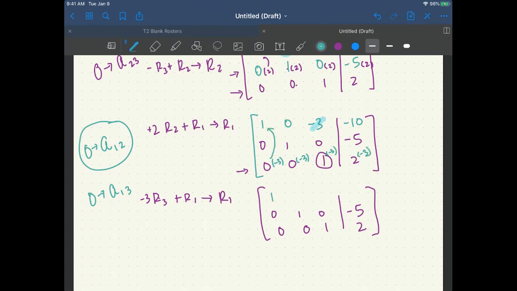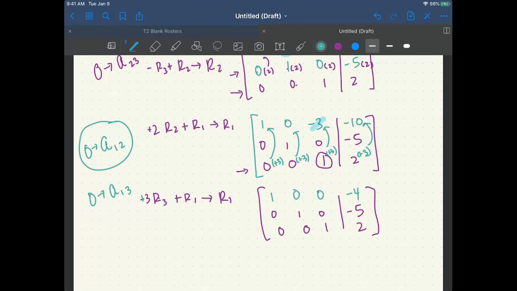0 plus 0 is 0. Negative 3. We needed to multiply by positive 3. My bad. Okay, so positive 3 times 1 is 3, plus negative 3 is 0. And then 2 times 3 is 6 plus negative 10 is negative 4.